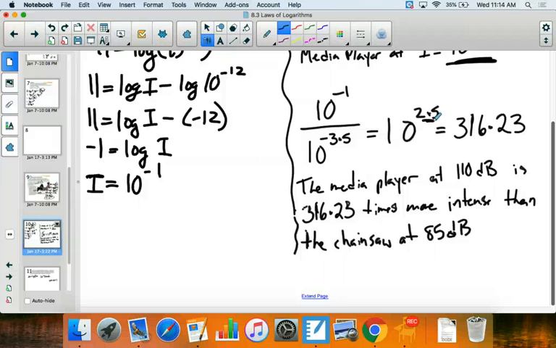Right? In terms of impact on your eardrums. Why did you divide them? Because it was asking me how many times more intense something was. So when you're talking about how many times more, you do a division between the two. Right? So it's like if I had an 8 and you had a 2, how many times more than you do I have? 8 divided by 2, I have 4 times as much. Right? So that would be kind of what's going on there. Okay?